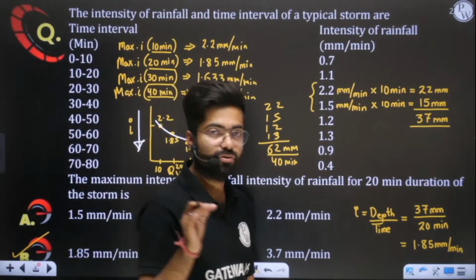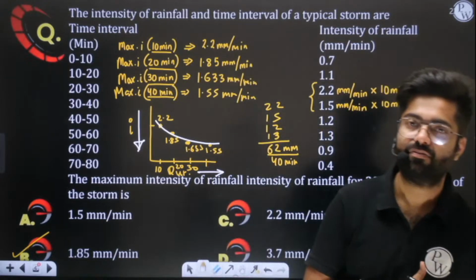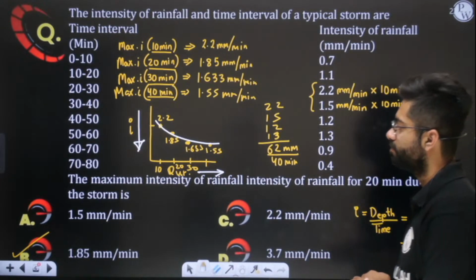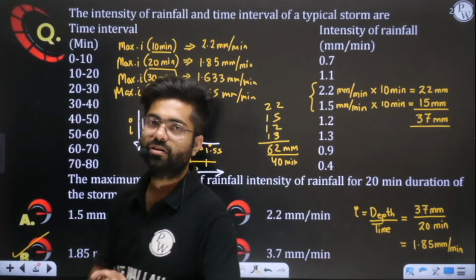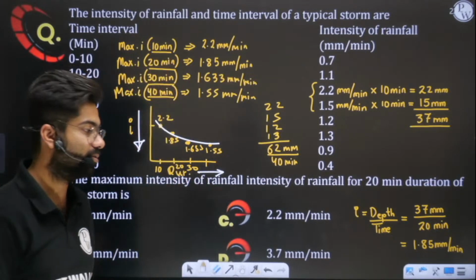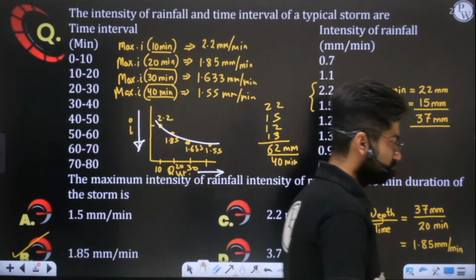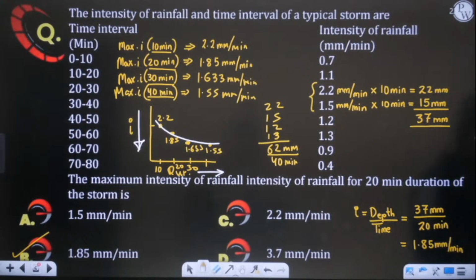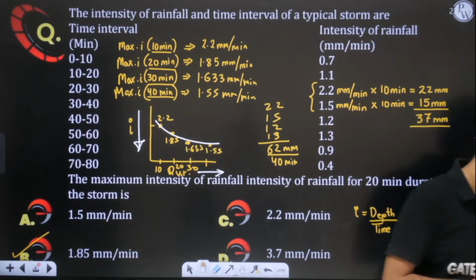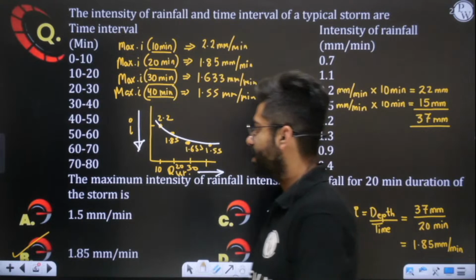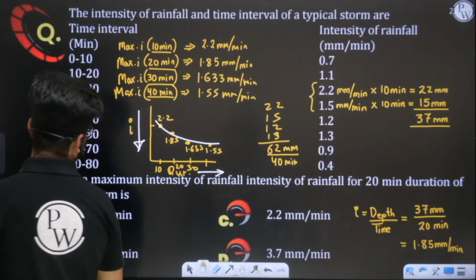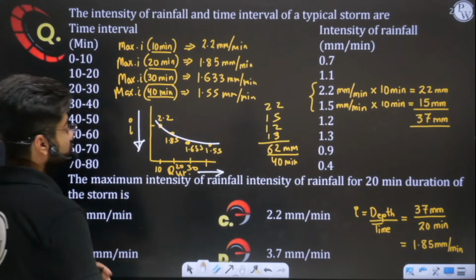If I ask you to draw an intensity, duration, frequency curve, will you be able to draw it or not? Tell me. Let me give you one question. Let me check if you are able to do it or not. Kindly comment yes or no. Then I will give you one question here. Everyone kindly comment. Will you be able to draw such kind of intensity, duration graphs?